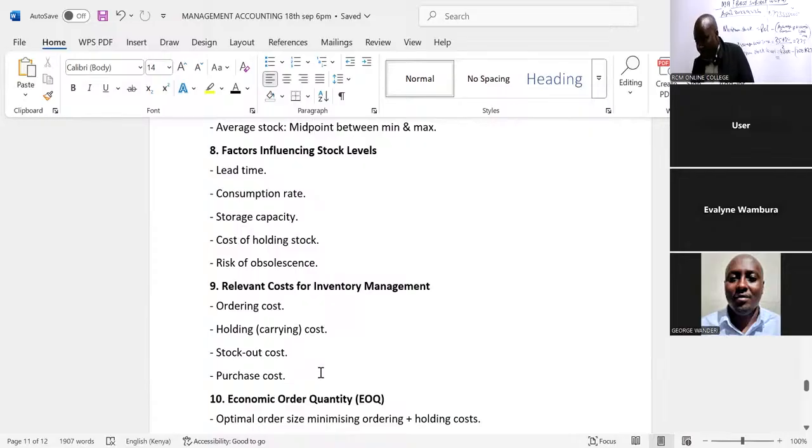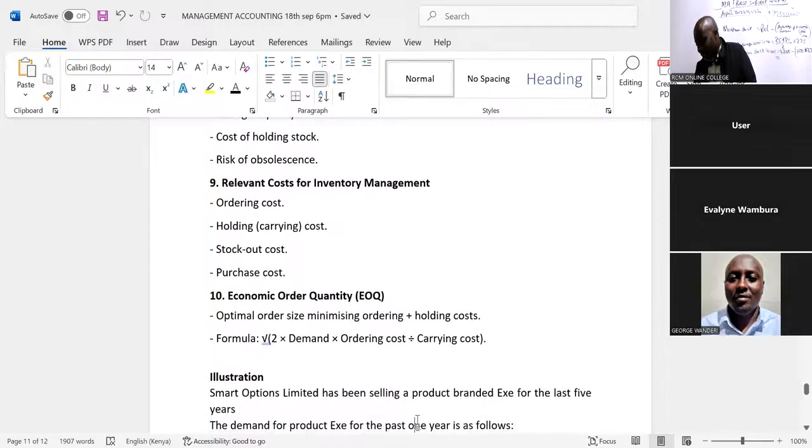Economic order quantity is the most optimal quantity. Once you acquire the EOQ quantity every time, you minimize your holding and ordering cost. So whenever you hear EOQ, optimal means best: the best order size, minimizing ordering plus holding cost. And they have given us a formula.